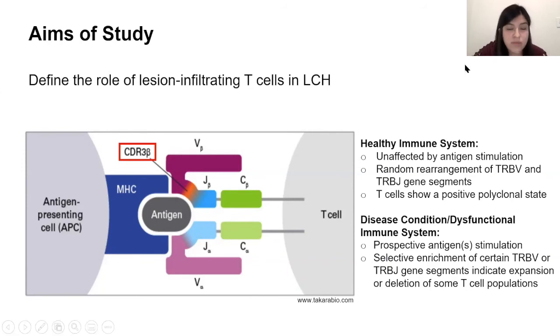Under healthy conditions, the immune system is unaffected by antigen stimulation. We see random rearrangement of the TRBV and TRBJ gene segments, and T cells show a polyclonal state. However, under disease conditions, the immune system could be stimulated by a prospective antigen, which could lead to the selective enrichment of certain gene segments. Looking deeper at the interaction in T cell receptors, we see that the CDR3 region is the most highly variable region on the T cell receptor. So it can act as a tag for T cell clones.